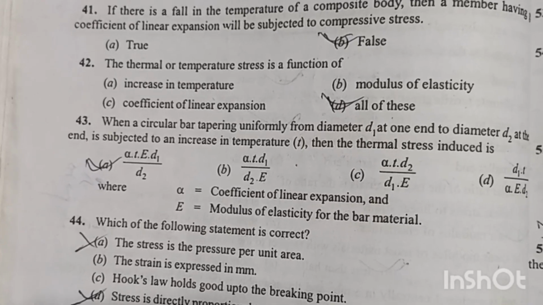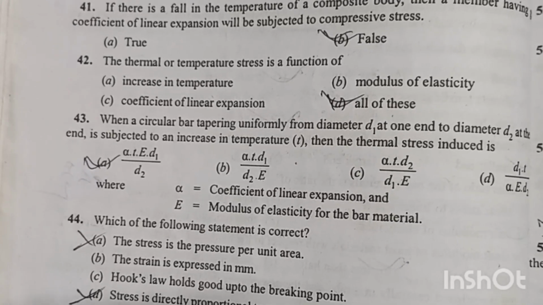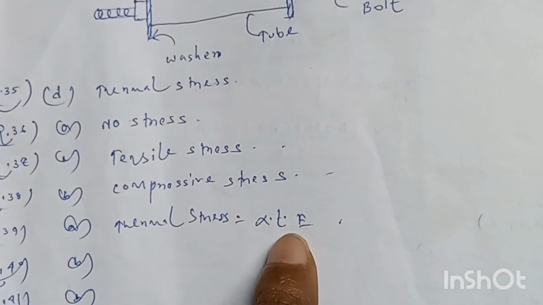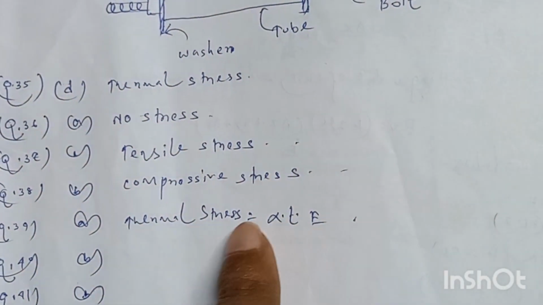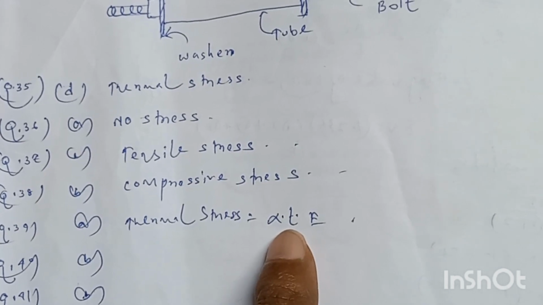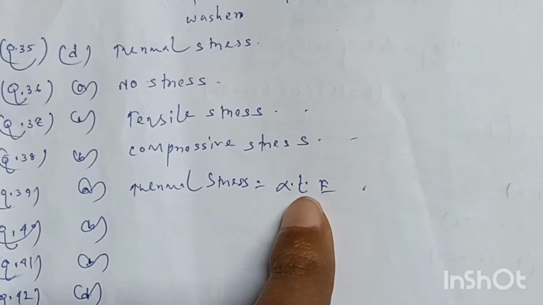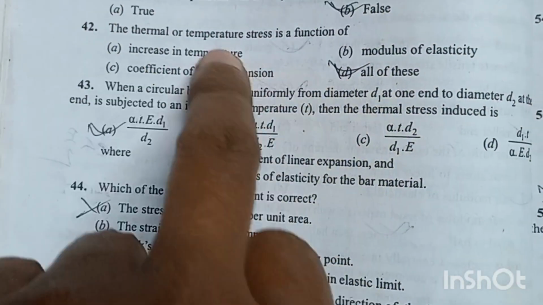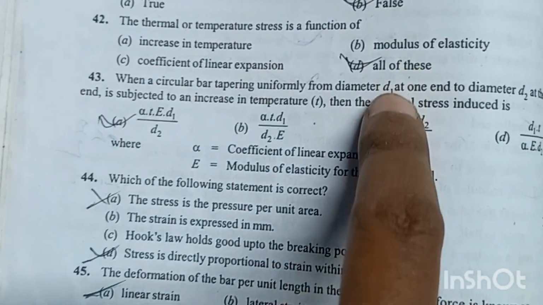Next question is 42. The thermal or temperature stress is a function of, we know the formula of thermal stress equals alpha T E. So alpha is the coefficient of linear expansion of the material, T is the change in temperature, and E is the Young modulus of the material. So friends, thermal stress is a function of all of this. Option D is the correct answer.